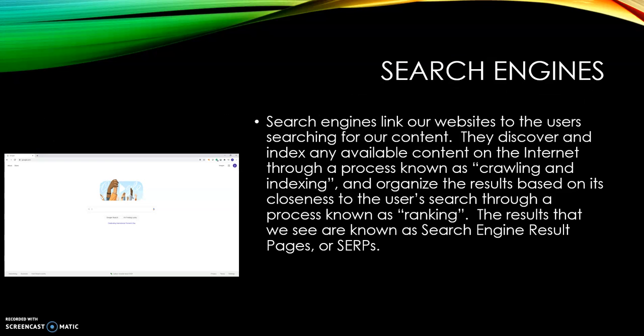So what are search engines? Everyone uses search engines. Some common search engines are Google, Yahoo, and Bing. Search engines are what link our websites to the users searching for our content. They discover and index any available content on the internet through a process known as crawling and indexing, and organize the results based on its closeness to the user's search through a process known as ranking. The results that we see are known as search engine result pages, or SERPs.